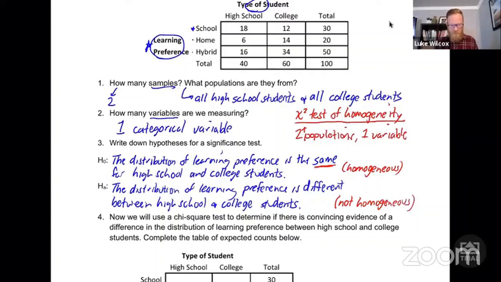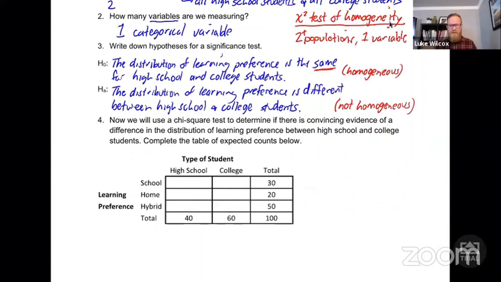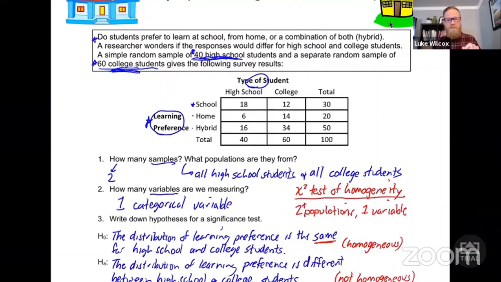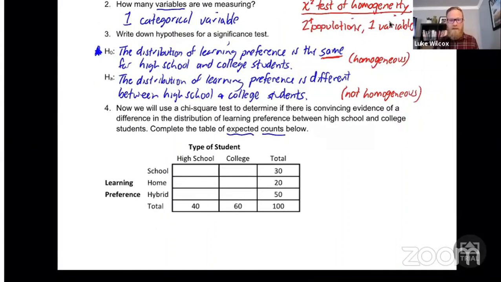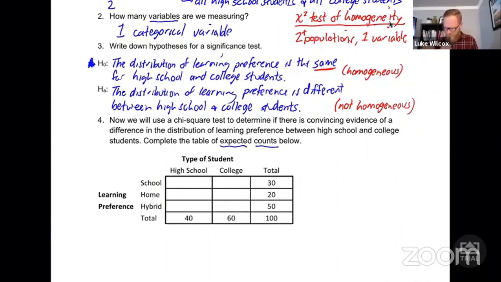Okay, so let's move on to question number 4 here. And it says, now we will use a chi-squared test to determine if there is convincing evidence of a difference in the distribution of learning preference between high school and college students. Complete the table of expected counts. Okay, first just want to point out these values that we had in the table up here are the observed counts. And what we're looking for down here are the expected counts. And remember, the expected counts have to be calculated assuming the null hypothesis is true, which says that the distribution of learning preference is the same for high school and college students. That's going to help us figure out the values for these expected counts.